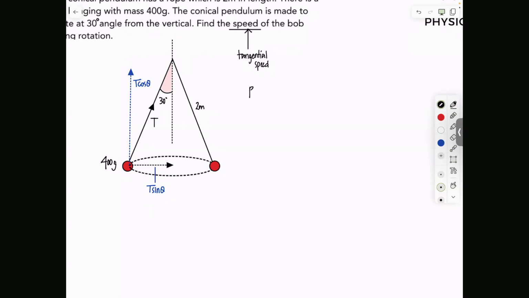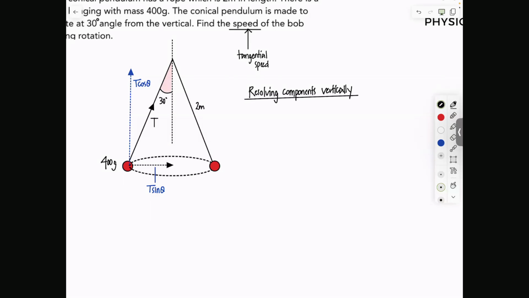This is a classic AS question. Resolving components vertically. So if I check the components vertically, do you think this bob is moving up, down, or it's at the same level?